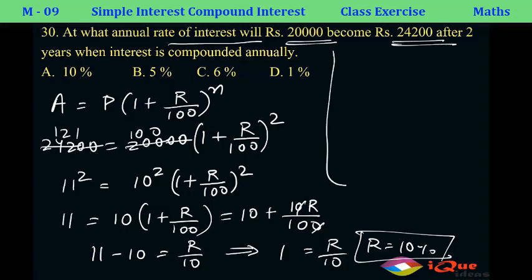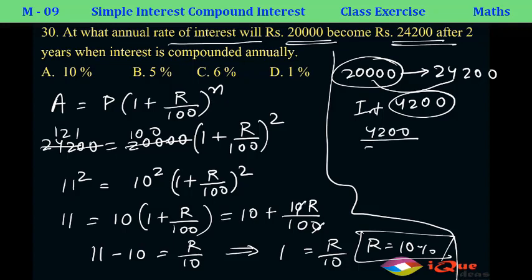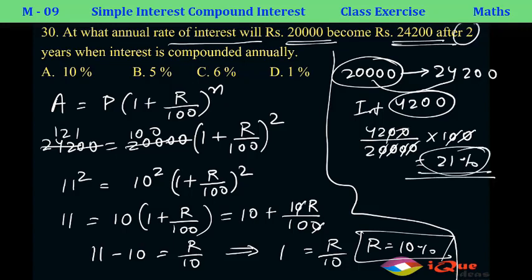But at the same time, we can also use the options directly. Look at this. 20,000 becomes 24,200. That means the interest value is 4,200. This interest value, if you calculate as a percentage of 20,000, is very easy to calculate. 4,200 divided by 20,000 into 100 is, if you cancel all the zeros, around 21%. So 21% is the net interest after 2 years.